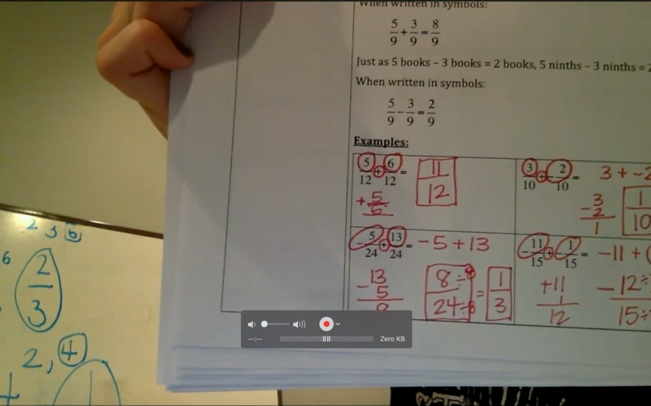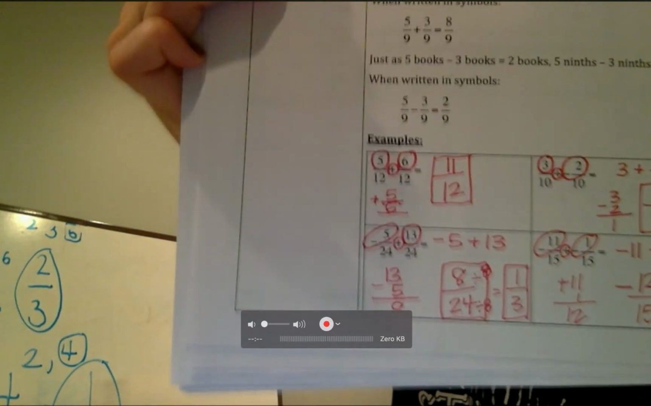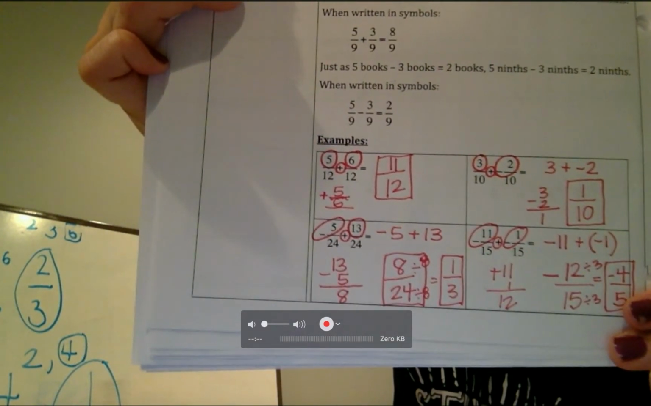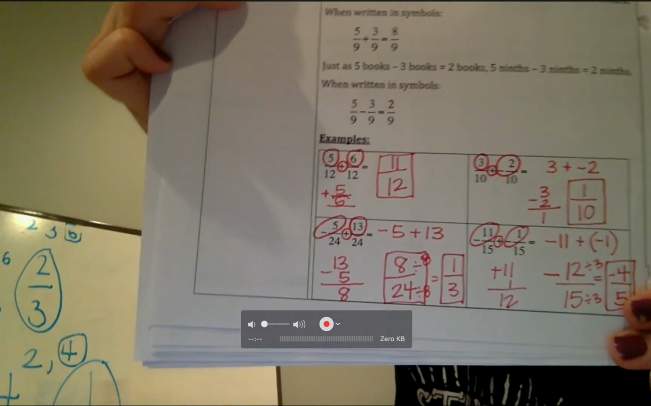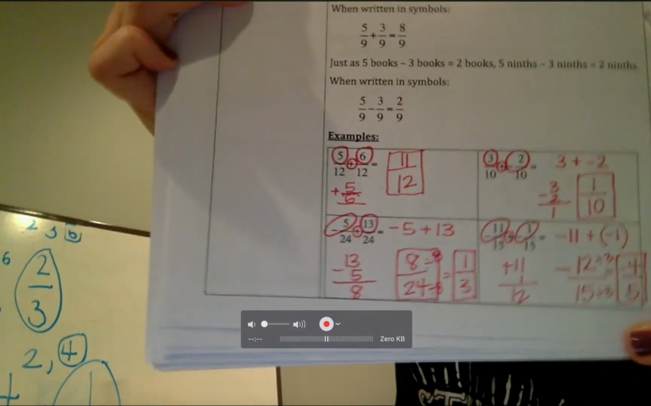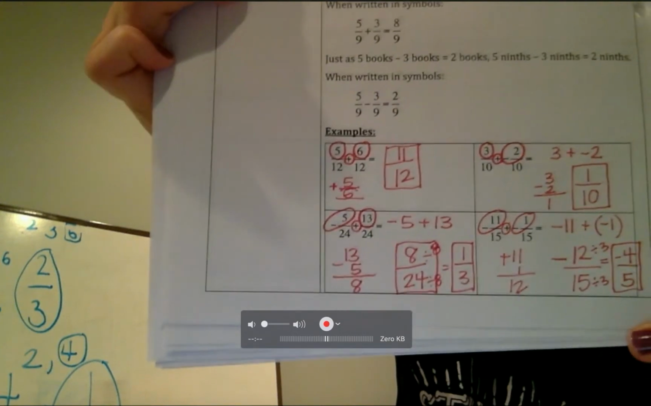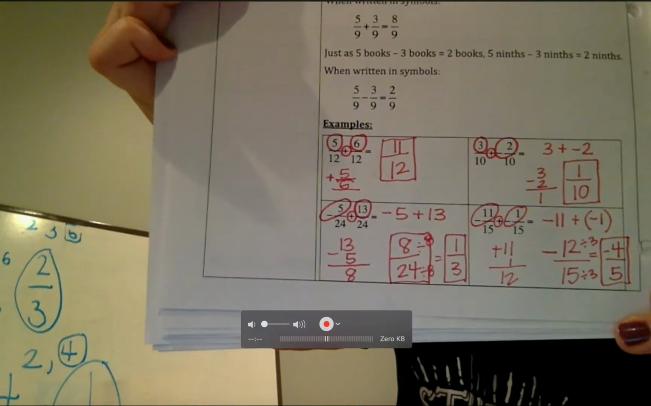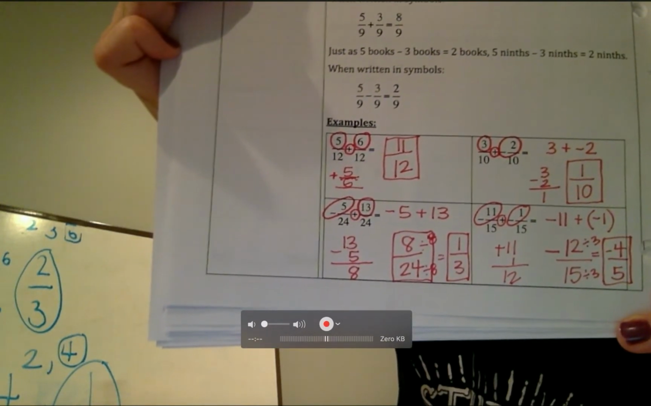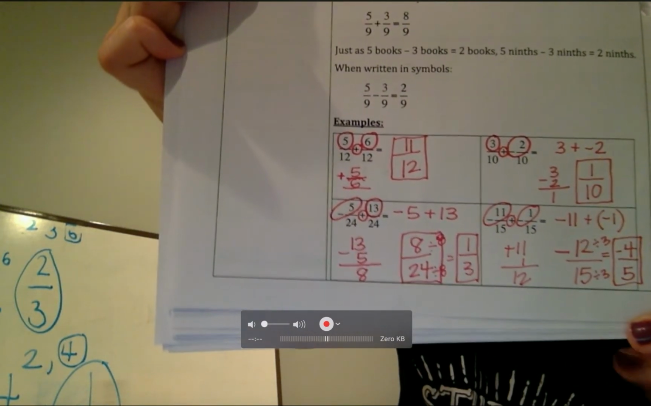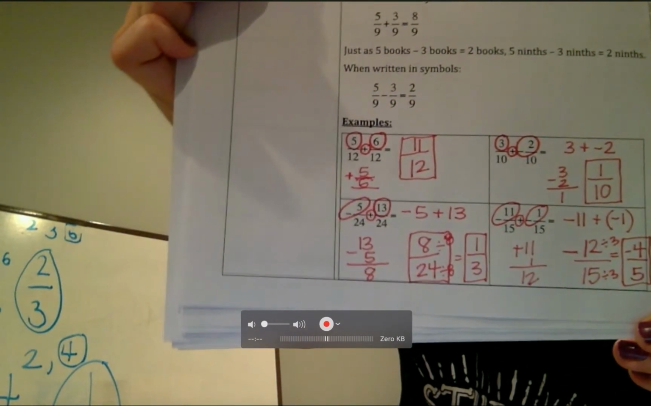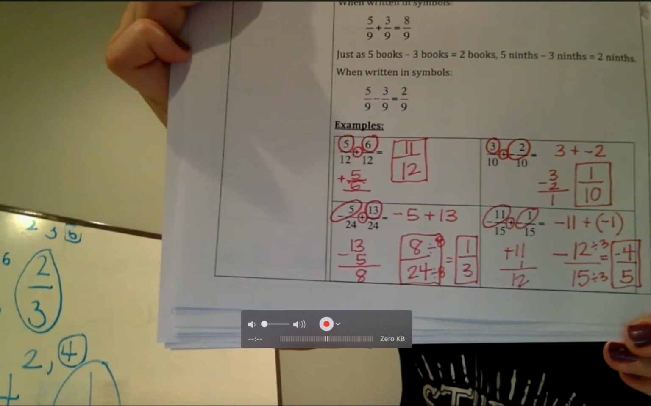11 and 1 makes 12. They're both negative. Same signs, we keep that sign. -12 over 15. 12 and 15 have a common factor of 3, so I divided the top and the bottom by 3 to get my simplified answer of -4/5. You should be writing out all of these examples so that you have something to look back at, and I want to make sure that you're either highlighting or circling those numerators as well as the operation.